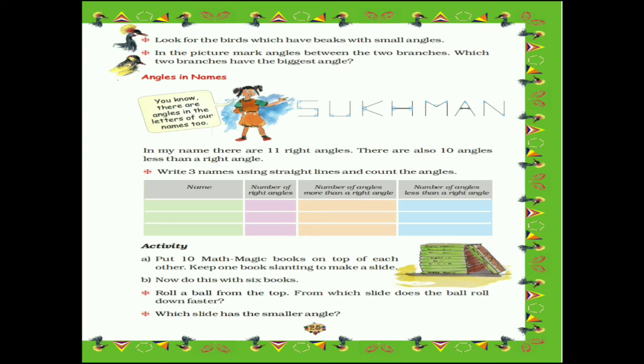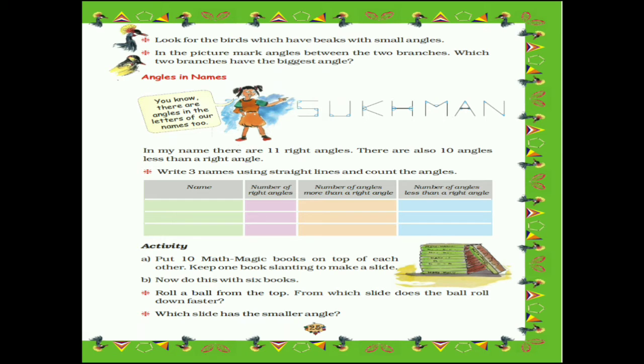So I hope this is clear to you all. Now let's see ahead what is given in your textbook. Angles in names. Now we are going to see which angles are made in different names. You know there are angles in the letters of our names too. Do you know what is here? It is written that there are angles in our name also. In my name there are 11 right angles. There are also 10 angles less than a right angle. So here the name written is Sukhman. So she is saying that her name also contains 11 right angles and 10 angles which are less than a right angle.